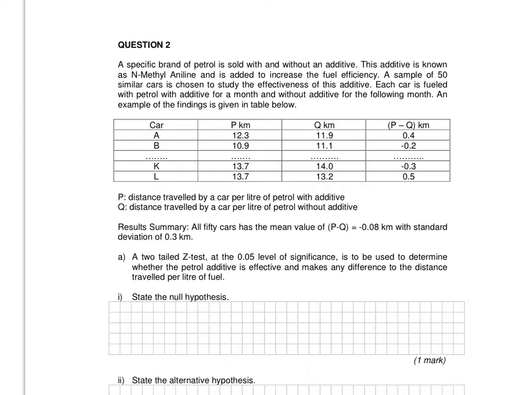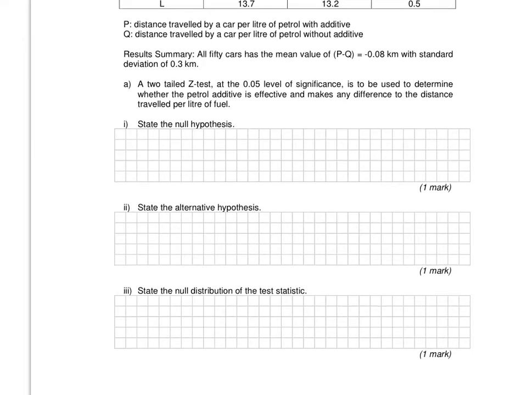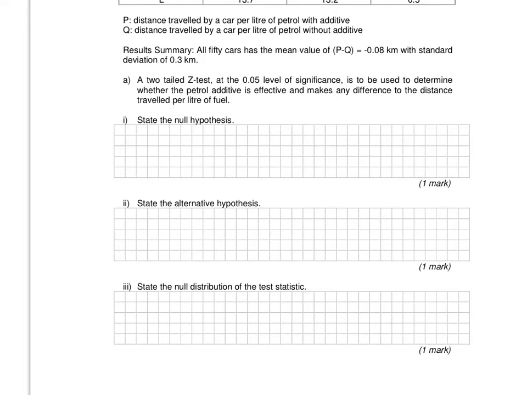Part A requires us to do a two-tailed z-test at a 5% level of significance on the information given above. As we are testing whether distance travelled is different or not different, the null hypothesis would thus be there is no difference in the distance travelled by a car per litre of petrol with and without additive added. It is written as H0: mu equals 0. The alternative hypothesis will be written as HA: mu not equal to 0.